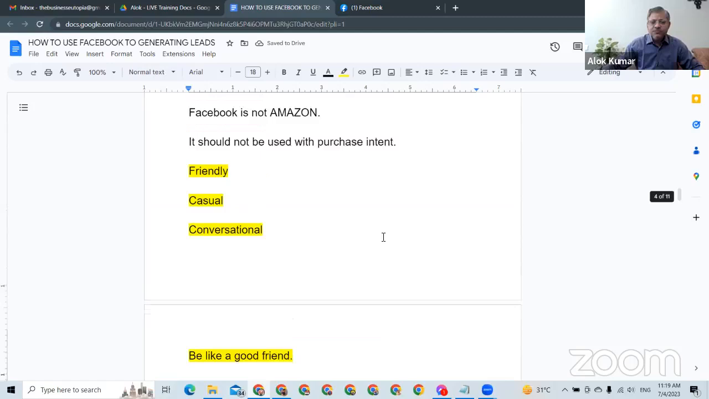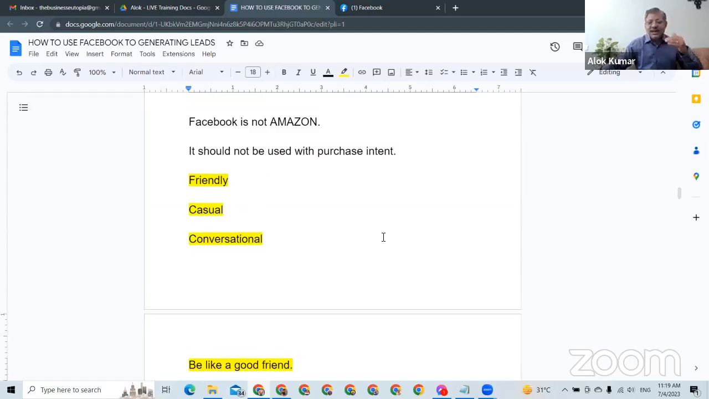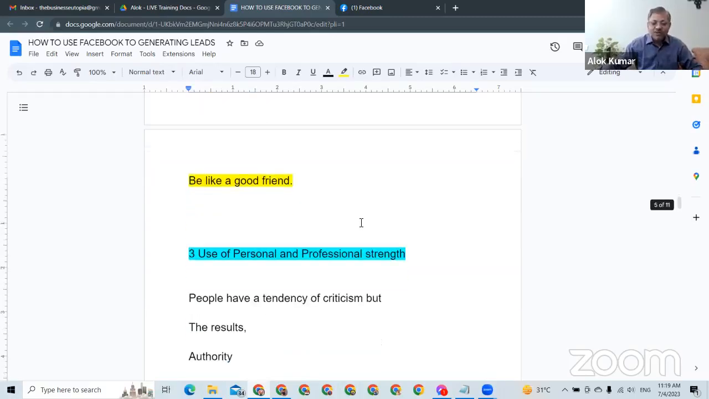Make sense to you? So understand the psychology. Facebook has not been built with the purpose of an e-commerce mindset. It is not a marketplace where people are coming to buy, people are coming with the intent to purchase something. So you have to be very friendly, casual, conversational, and you have to behave like a good friend.